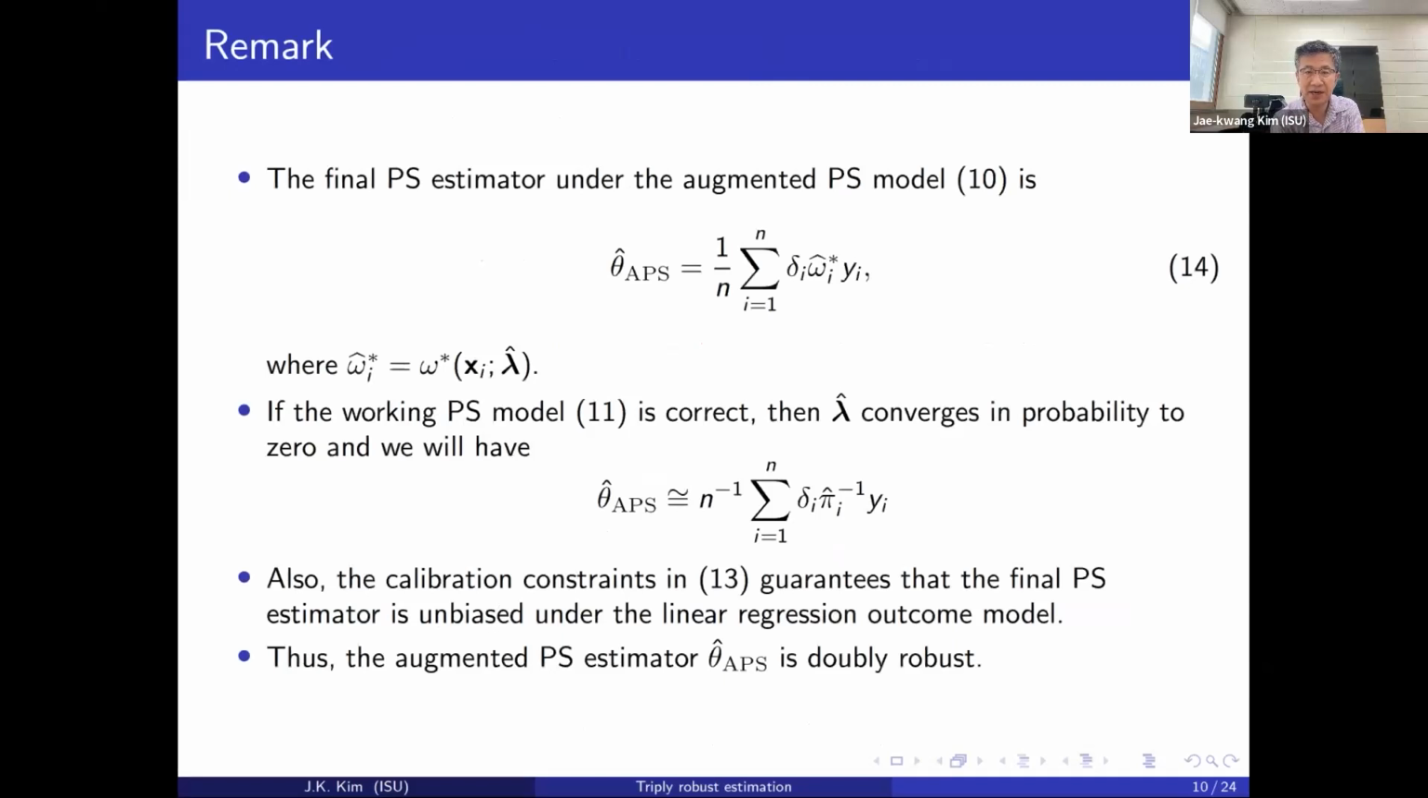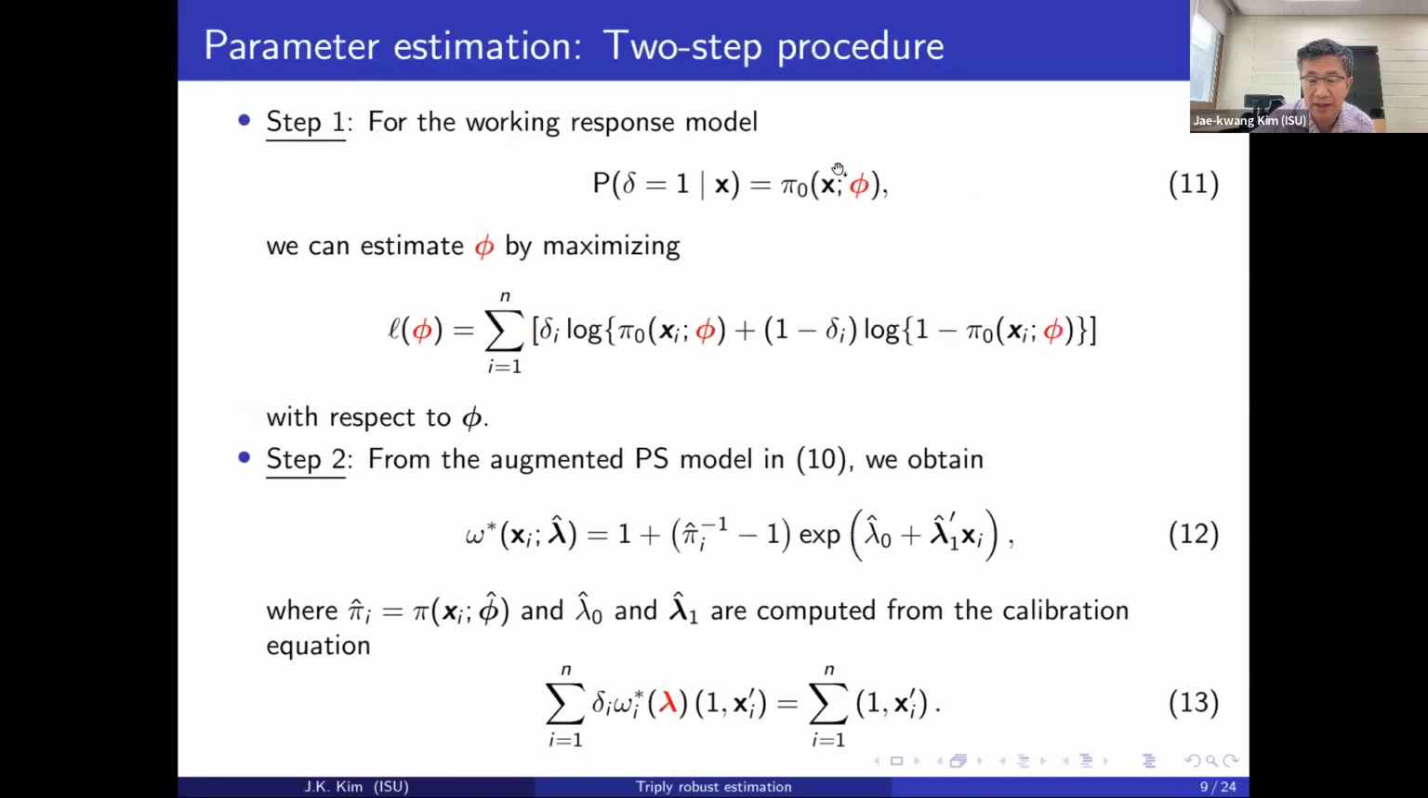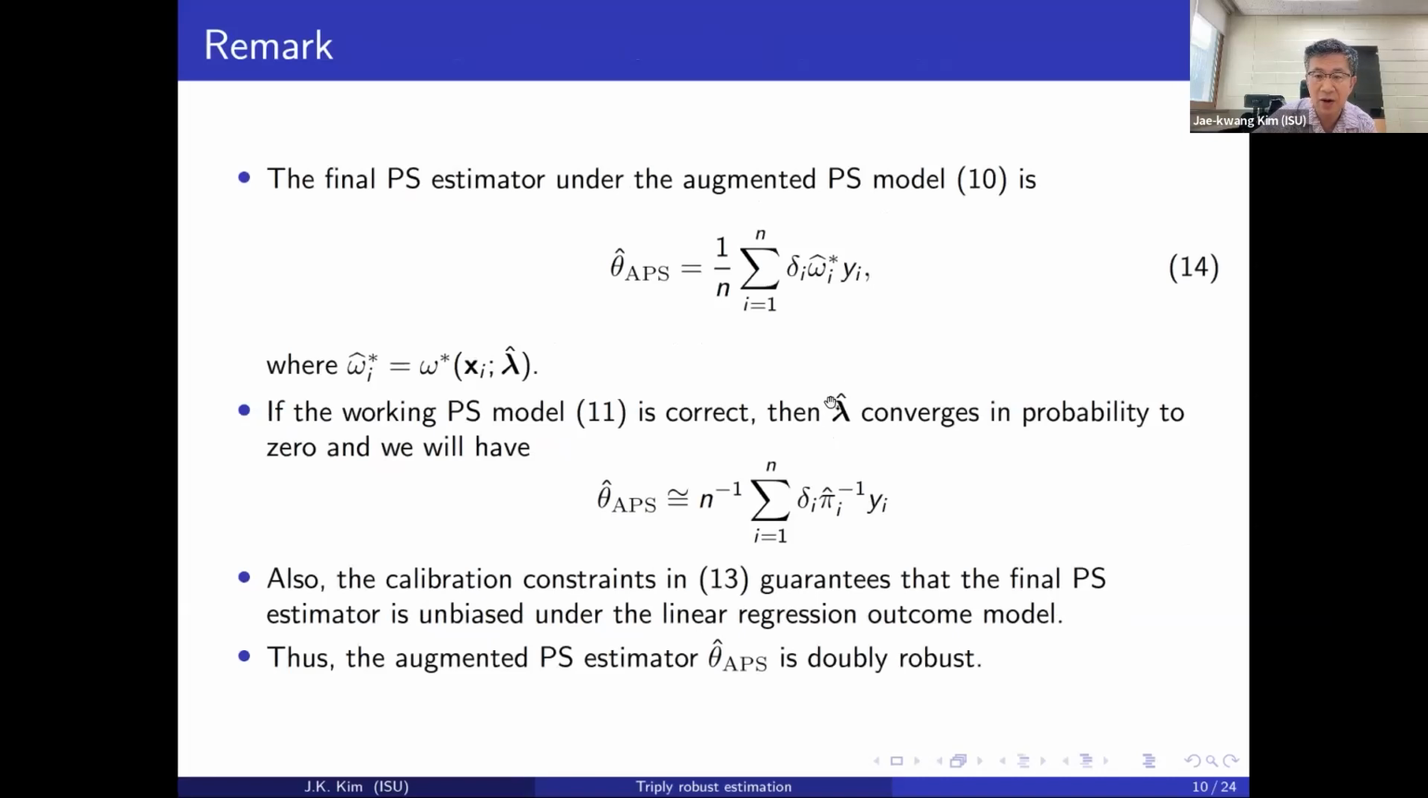And the final PS estimator can be simply written as something like this. It turns out that if the working PS model 11 is correct, then asymptotically this estimator will already satisfy the calibration covariate balancing constraint. That means lambda hat will converge to 0, and so we'll have the original propensity score estimator from step 1, but now with the calibration constraint imposed, right?